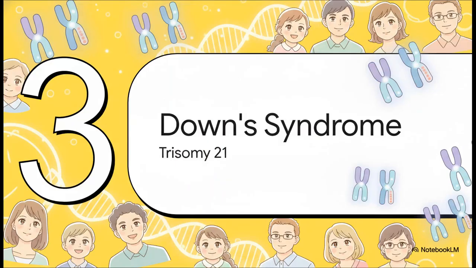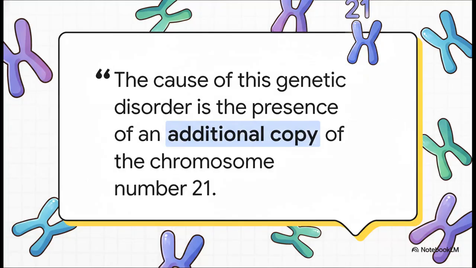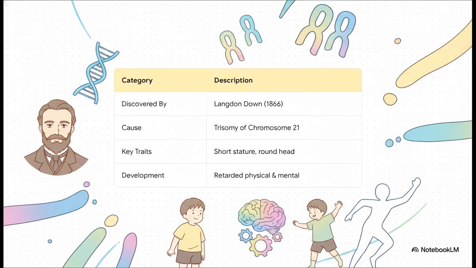All right, let's make this real. We're going to look at probably the most well-known example of a trisomy, Down syndrome. And the cause is right there. It's a trisomy of chromosome 21. What that means is that a person with Down syndrome has 3 copies of this particular chromosome in their cells, not the usual 2. This gives you a really good snapshot.